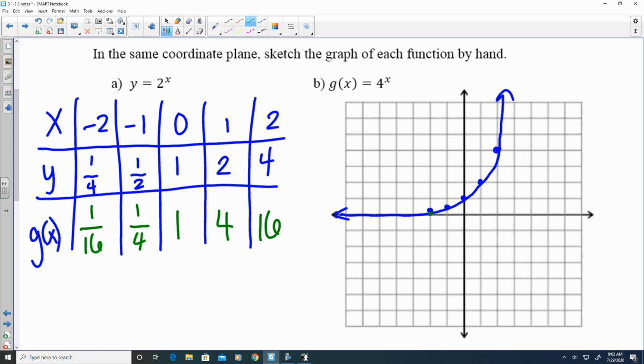So 1/16 is here. 1/4 is about here. 1, 4, and make sure that it goes up quick enough that it could get to 16 at 2. There we go. Okay. So as we can see, the bigger the base number, the faster it increases as we go to the right.